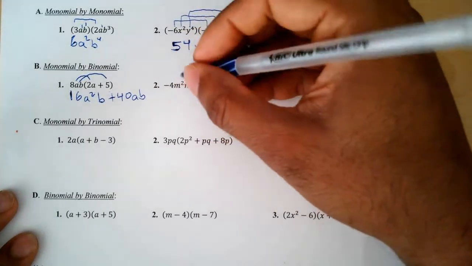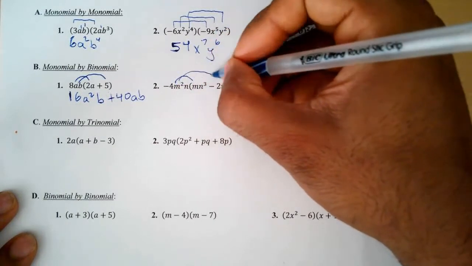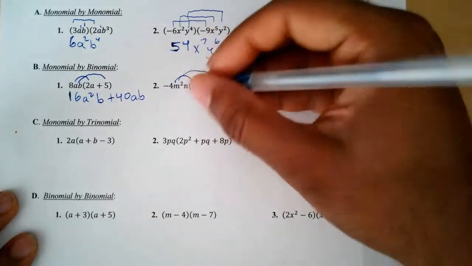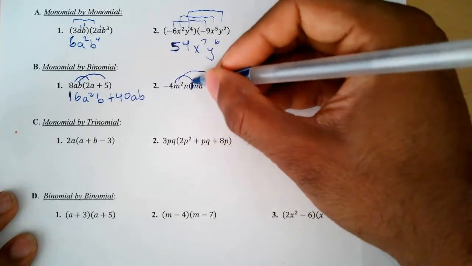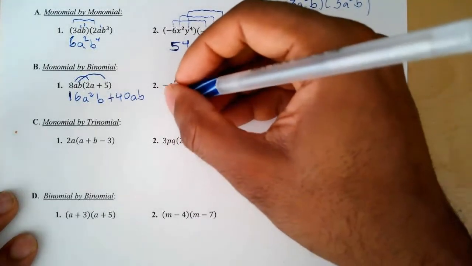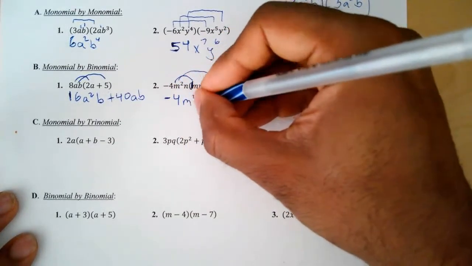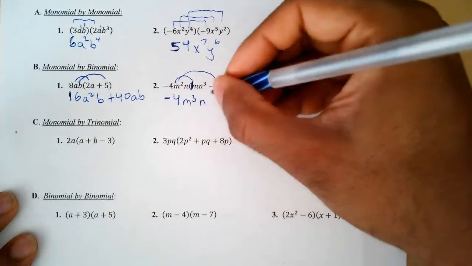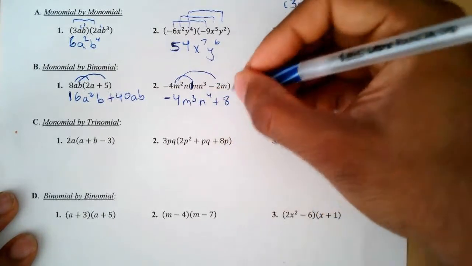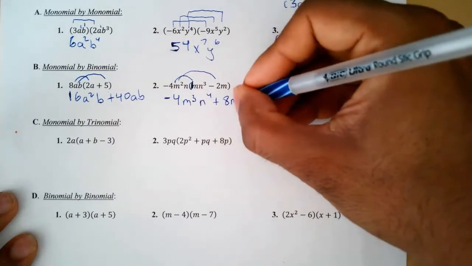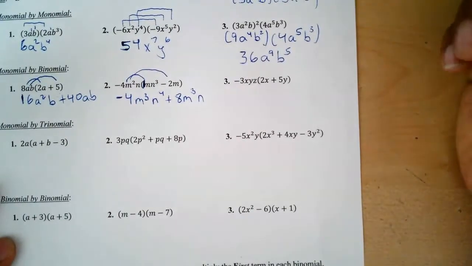Okay, so let's do another one here. We're going to multiply this monomial to these two parts of the binomial. Again, if there's no number here, it's an invisible 1 as a coefficient, so you can write a 1 there. So negative 4 times 1 is negative 4. m2 and m1 gives us m3. And n1 and n3 gives us n4. Let's do the same thing here. Negative 2 times negative 4 gives us plus 8. m1 and m2 gives us m3. And then we have the n here. Okay, there you go. Okay, last one here.